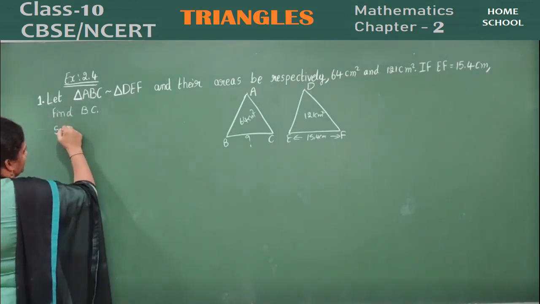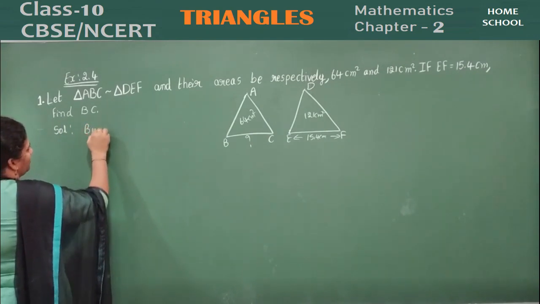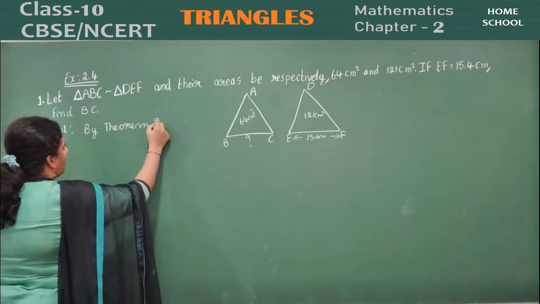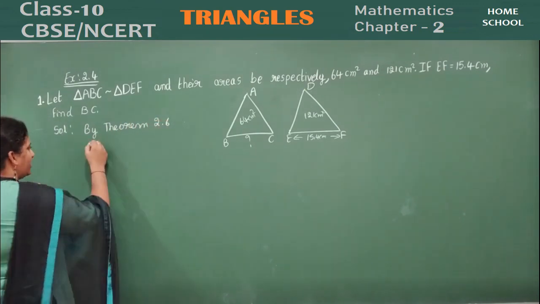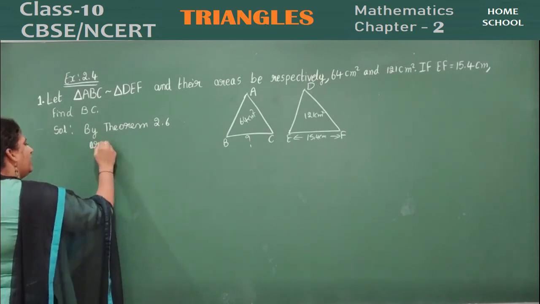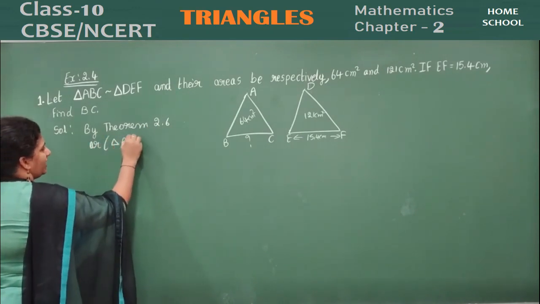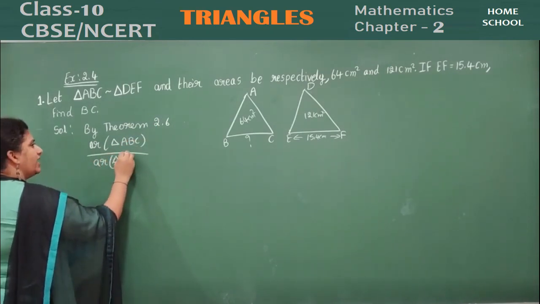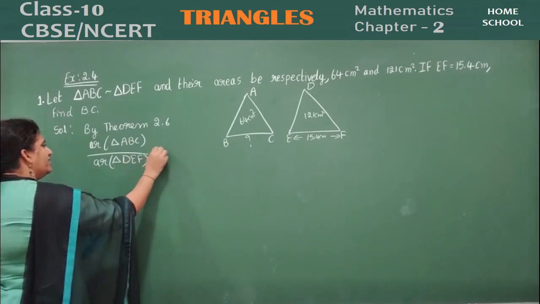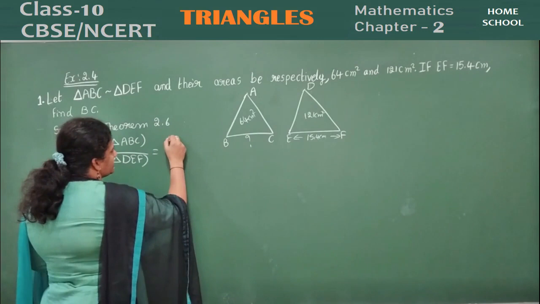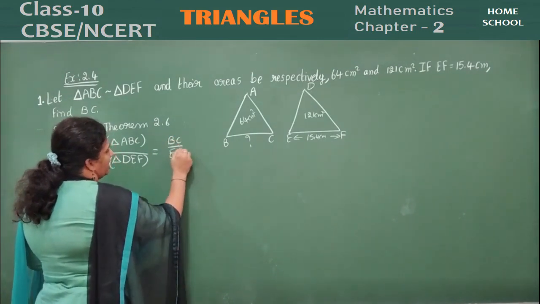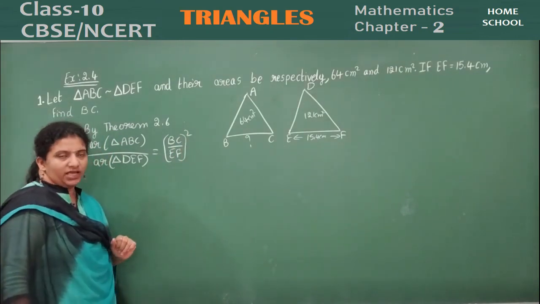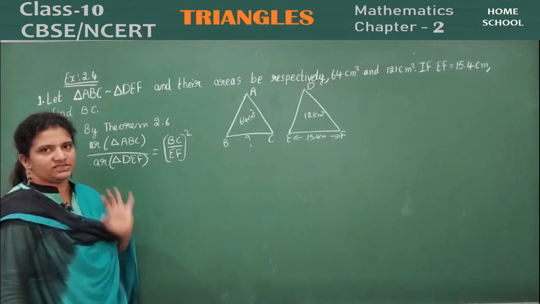So let's start our solution here by theorem 2.6. What you can say, children, here? Area of triangle ABC by area of triangle DEF is equal to, what is that one? BC by EF whole square. You can remember this is a theorem statement. If I take these two triangles, this is a statement.